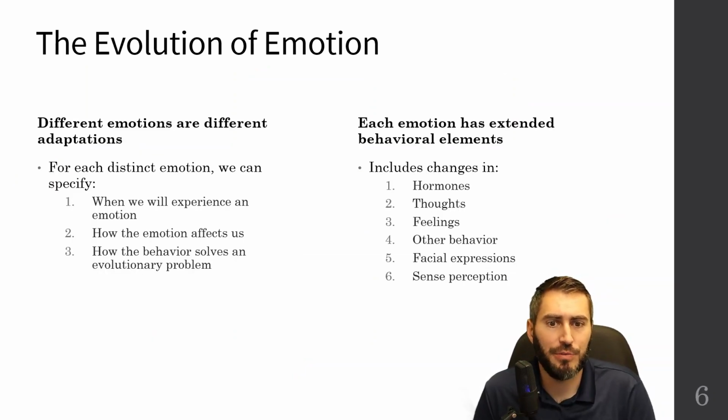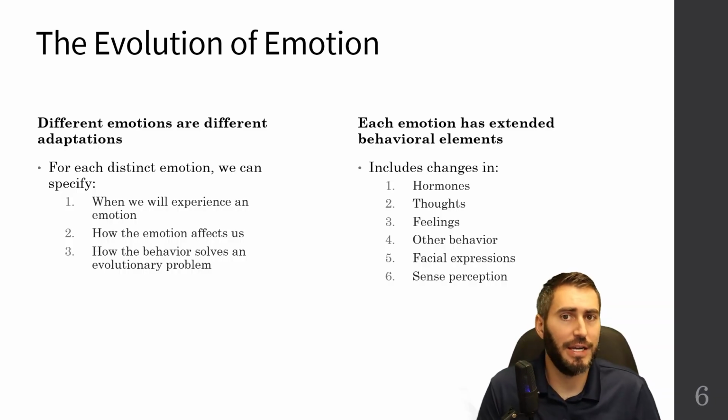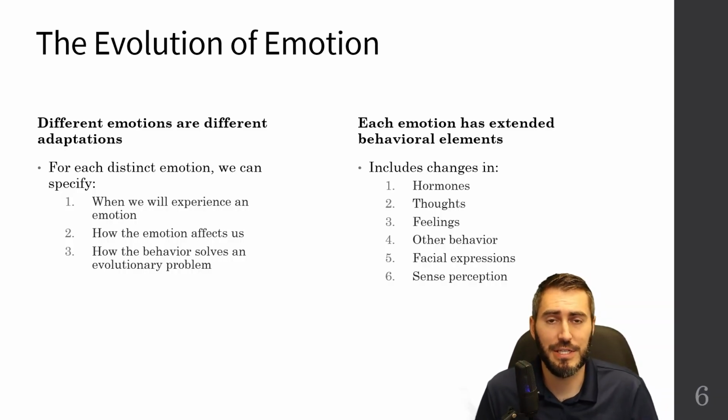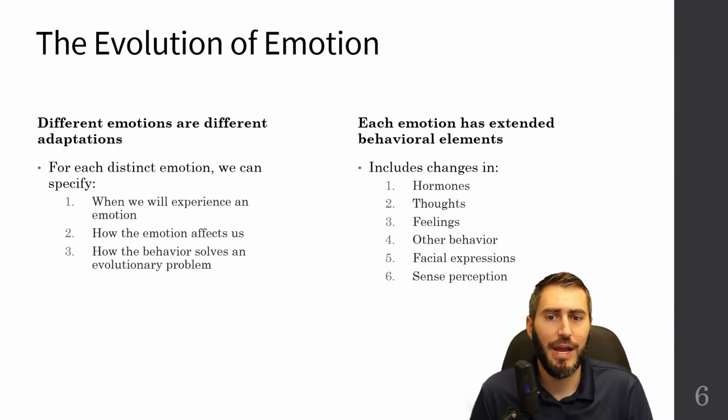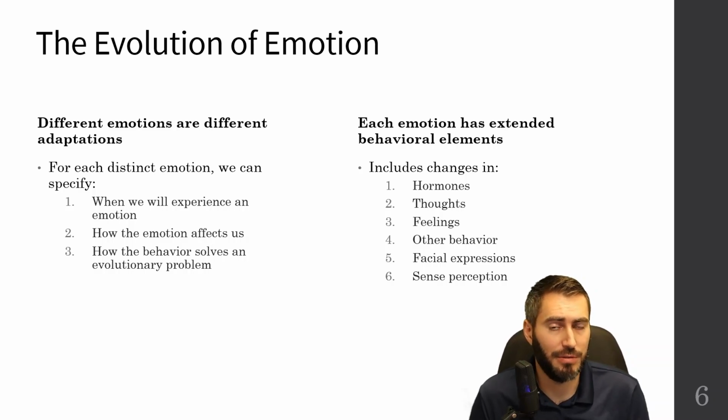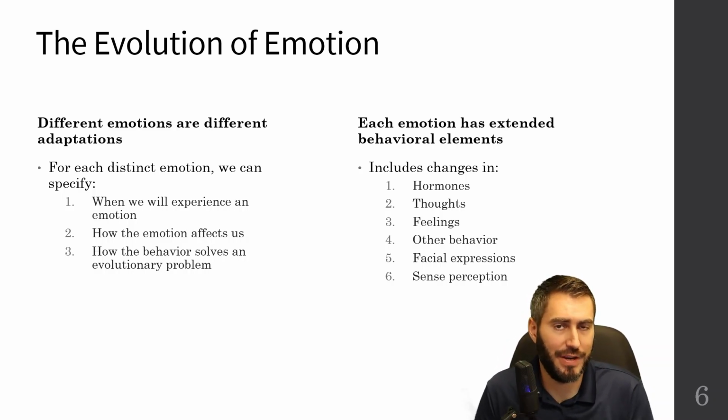So when we talk about emotion, we can also talk about the evolution of emotion and how emotion has developed, through our own species but also other species as well. When we do this, we can see that emotions have different components to them, right? For each emotion, we can specify a few different characteristics. We can specify when we might experience that emotion. We can specify how the emotion might affect us and how the behavior might solve some evolutionary problems. We'll see an example on the next slide as well.